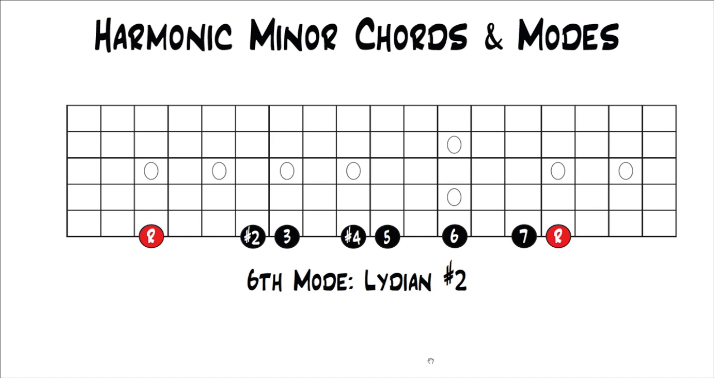The next mode is the Lydian Sharp 2, which is the 6th mode of the harmonic minor scale. And it's not very common, but it is used sometimes. It's used in more modern jazz in certain situations, can create a unique sound. And I'm sure you can figure it out that you take a Lydian scale, sharp the 2, you'd end up with this scale, which will give you root, sharp 2, 3, sharp 4, 5, 6, 7.